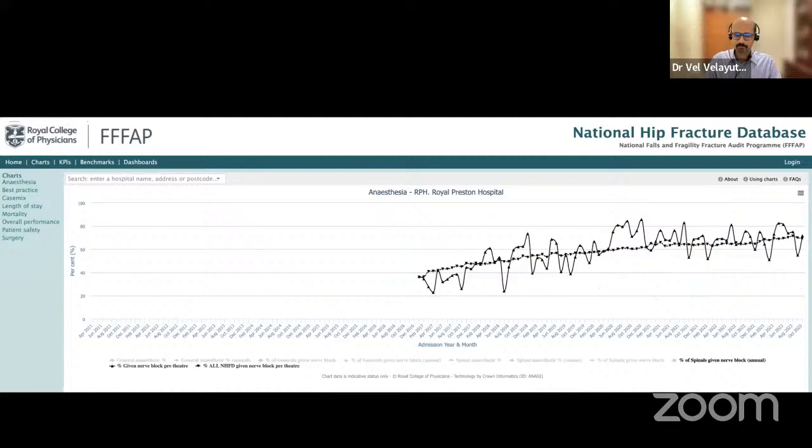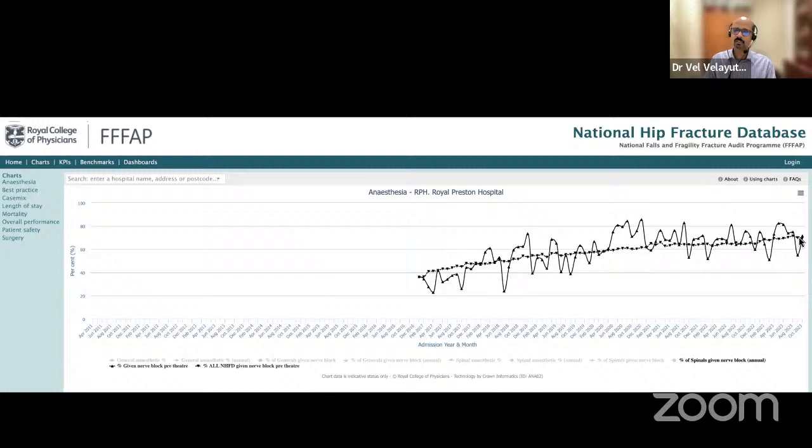So this graph here just shows nerve blocks done for hip. So this dotted line is the national average, how many people had nerve blocks. This up and down line is my hospital average. So that up and down is because it depends on who is in the emergency department and who does blocks. So it goes up and down, but it sort of stays around the same line. But actually, increasingly, there's more nerve blocks done. So compared to 2017 to 2023, there are more nerve blocks done. So at the moment, 60% of all our patients are getting nerve blocks, which is good. It was 50-odd percent 10 years ago. It's coming up to 60%. So that is good.